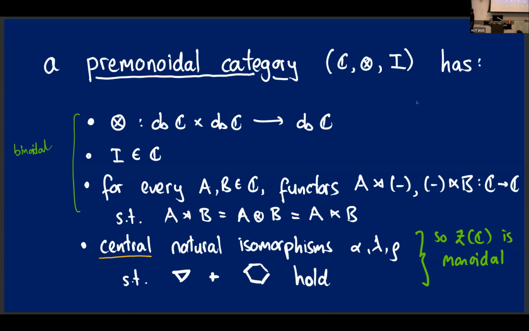Because on the center, the tensor is really a proper functor, because bifunctoriality holds on the center. It doesn't hold in general, but it does hold on the center. And these are natural isomorphisms that live in the center, satisfy the triangle and pentagon equations, and have all the right structure. So that's straight away the case that ZC is monoidal. Okay, so this is what a premonoidal category is.